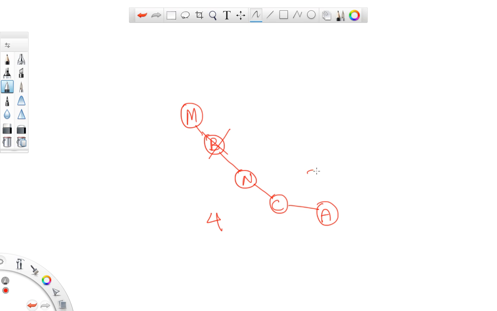And then C goes off to find another route to M, okay? It's finding another route to M. This route is longer, okay? So if we were to consider from A, it would be 1, 2, 3, 4, 5, 6, 7 hops, right? From A to M.